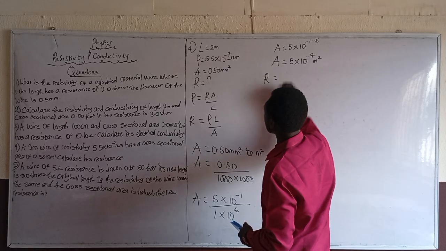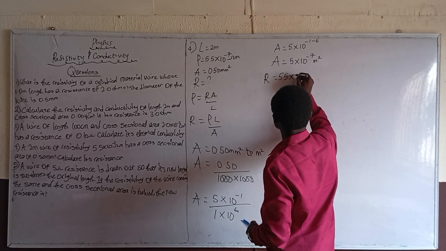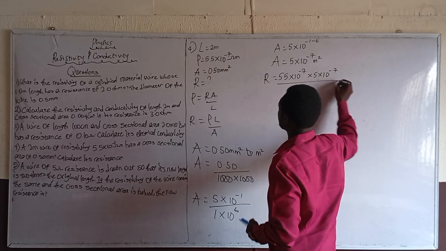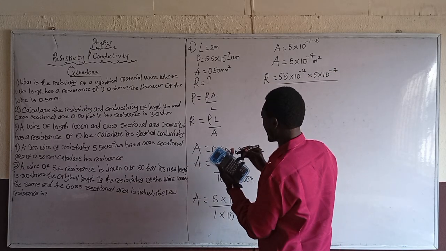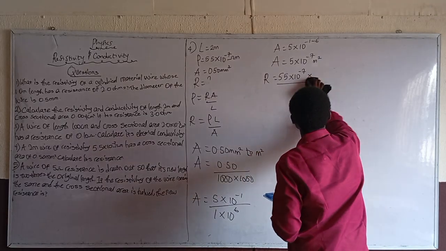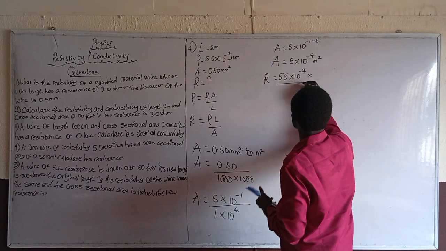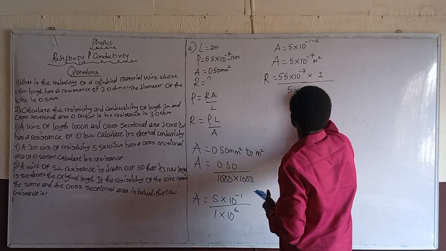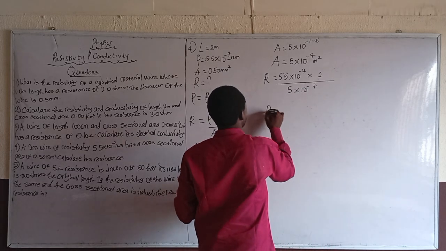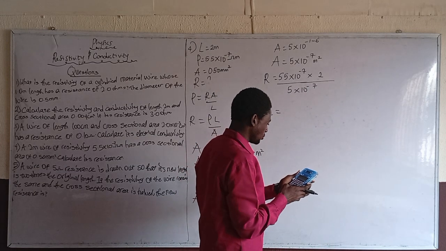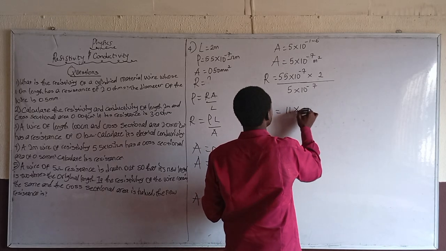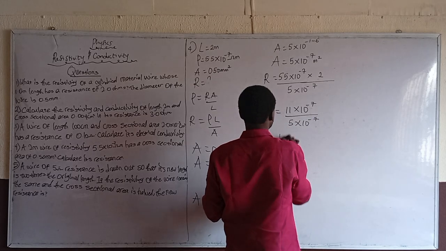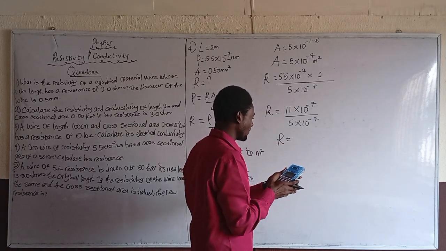So my resistance becomes 5.5 times 10 raised to power minus 7 times length, my length is 2, divided by the area, 5 times 10 raised to power minus 7. So my R becomes 5.5 times 2, that is 11 times 10 raised to power minus 7 divided by 5 times 10 raised to power minus 7. So resistance becomes 11 divided by 5.